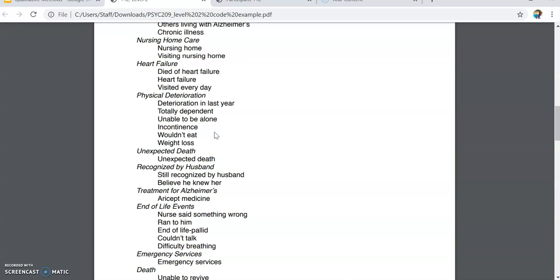She said incontinence, she said wouldn't eat. All those things, to me as the researcher, described this concept of physical deterioration. So I can take all those open codes and clump them together under the axial code of physical deterioration.